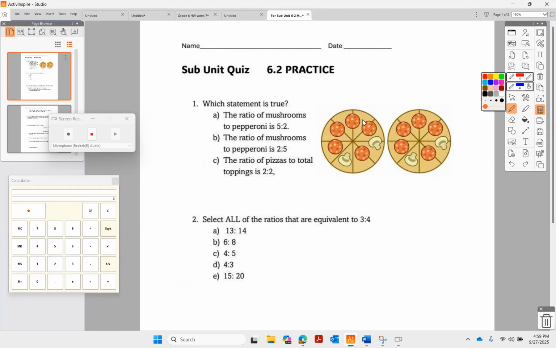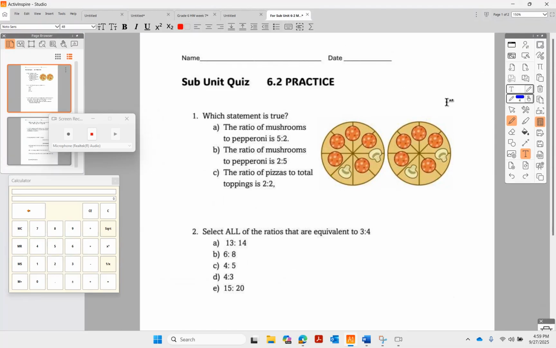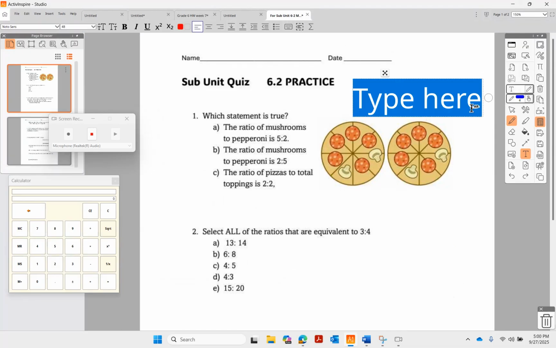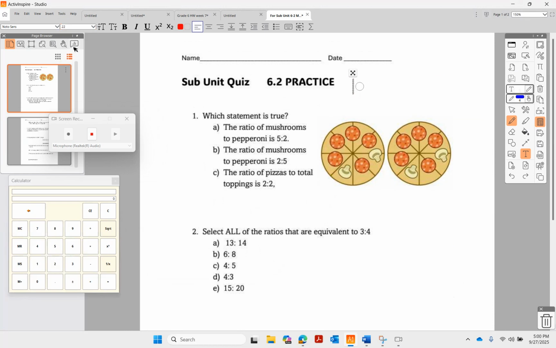So as you see, we have 2 pizzas. I'm going to have to type here. Whoa, that's really huge. We don't want that. Let's get smaller. Okay, so we have two pizzas. And then each pizza has, just looking here to make some sense, 1, 2, 3, 1, 2, 3, 4, 5 pepperoni and 2 mushrooms.